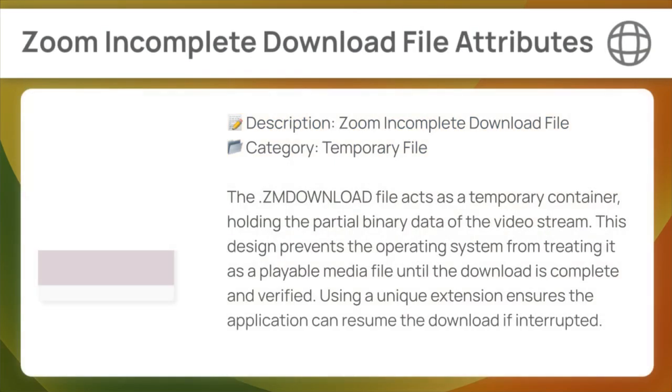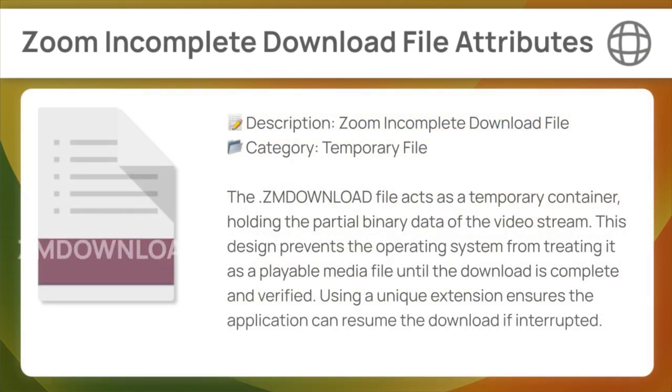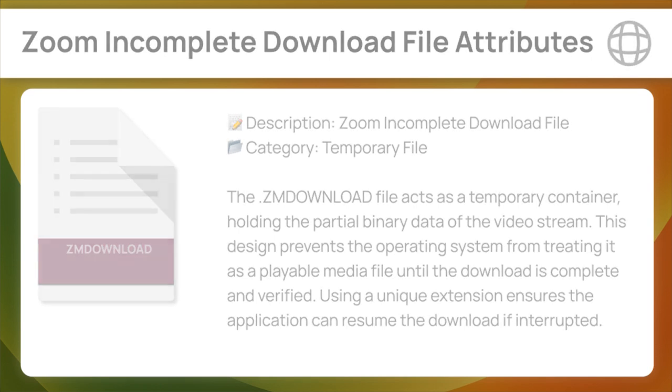The ZM download file acts as a temporary container, holding the partial binary data of the video stream. This design prevents the operating system from treating it as a playable media file until the download is complete and verified. Using a unique extension ensures the application can resume the download if interrupted.